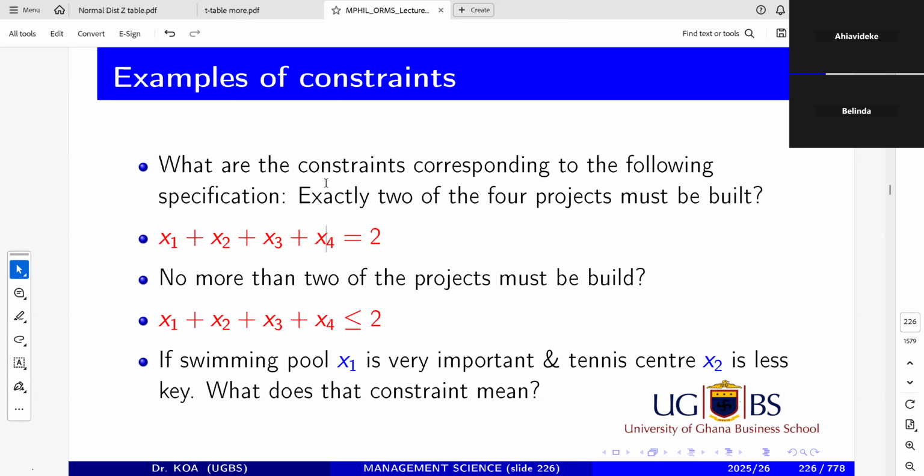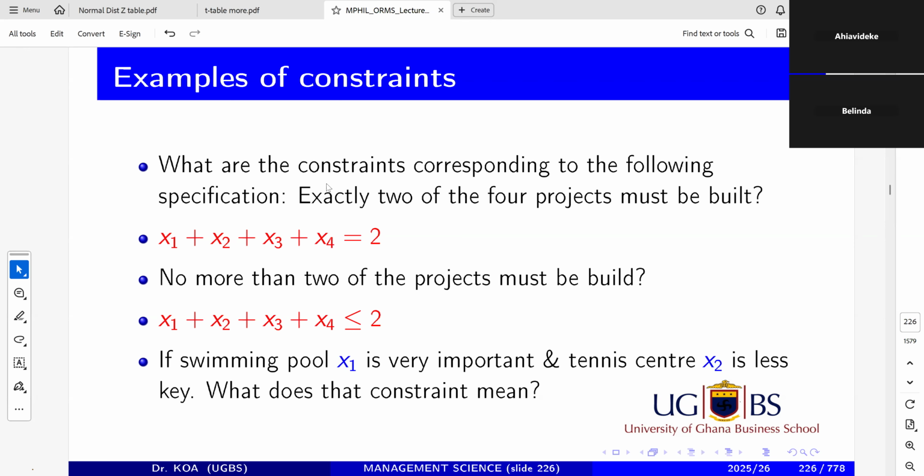Okay. It means that when they are choosing between swimming pool and tennis, swimming pool is a max. So since swimming pool is a max, we'll assume swimming pool will be greater than the tennis. So how will you write it? So we'll say S2 is less or equal to X1.